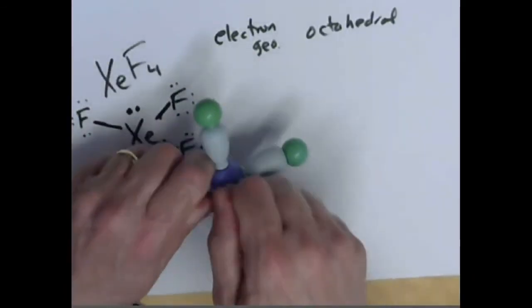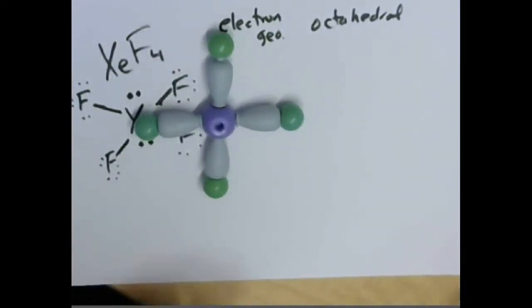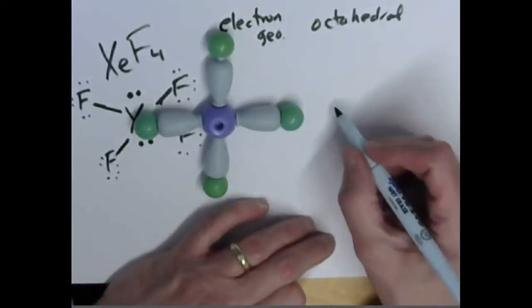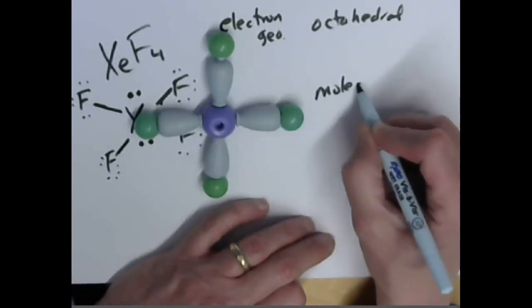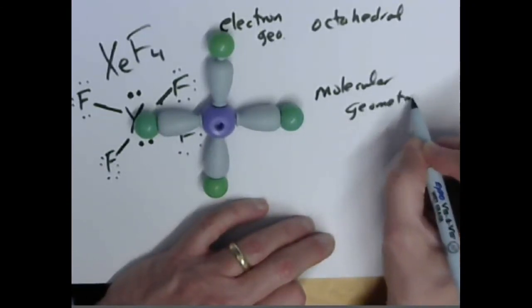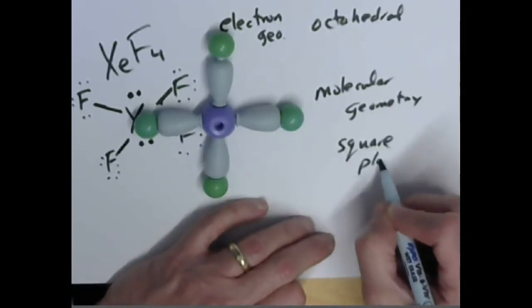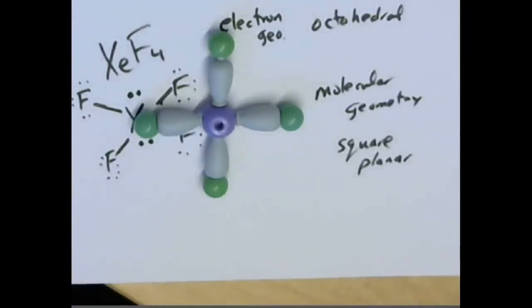If I get rid of those, now I've got a molecular geometry or shape of being square planar. And all 5 of those atoms now are found in the same plane.